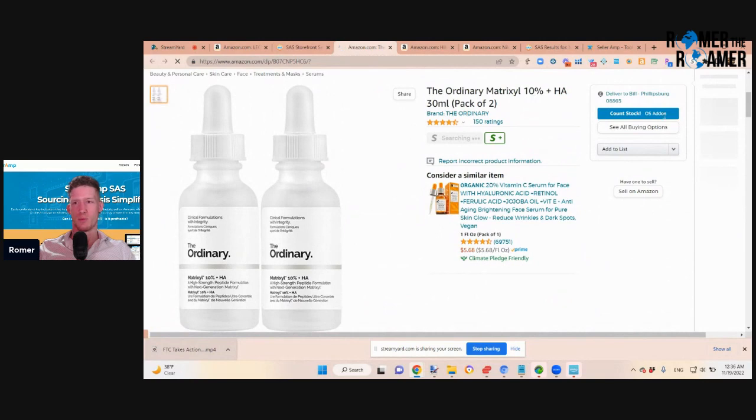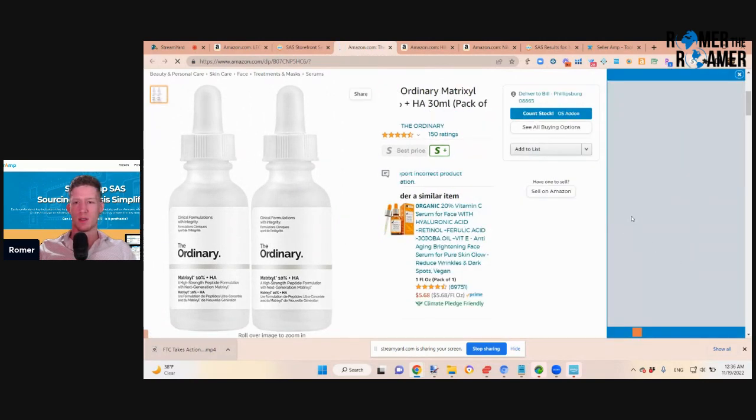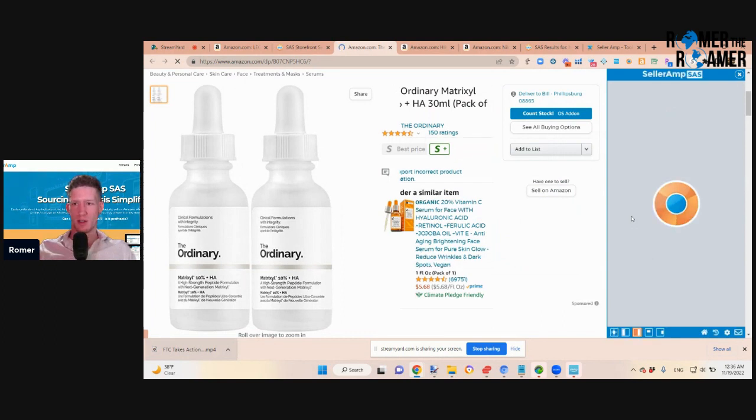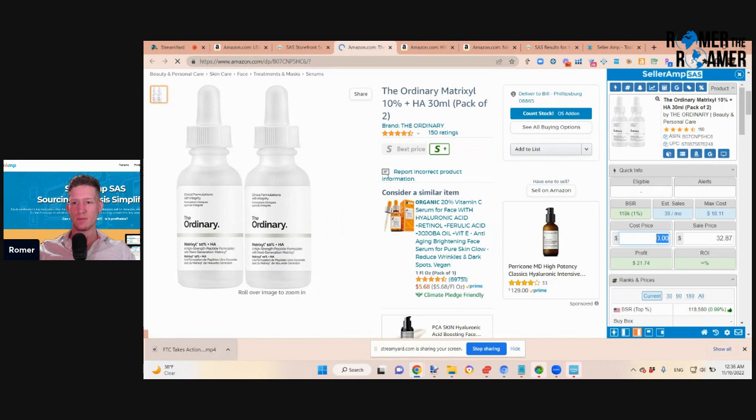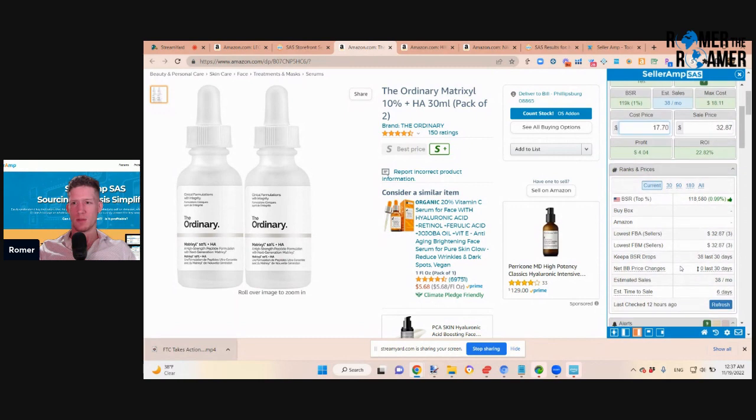SellerAmp will automatically populate every time you open this up. And we can use a profit calculator. So we got $21 profit. We can pick this up for 1770. Is that right? Then 22% ROI. I mean, this is not bad.